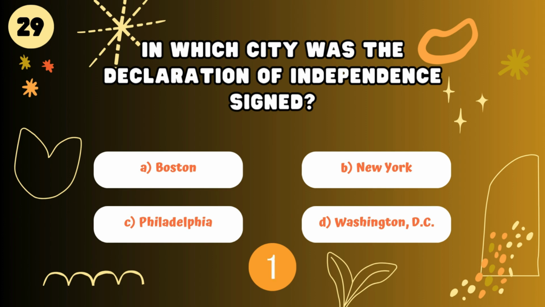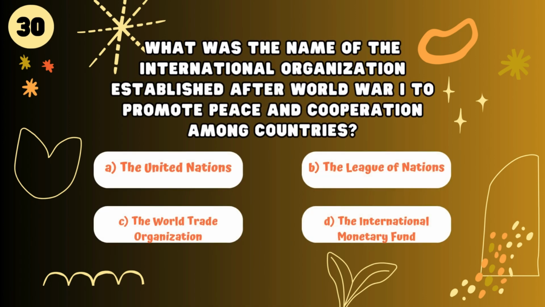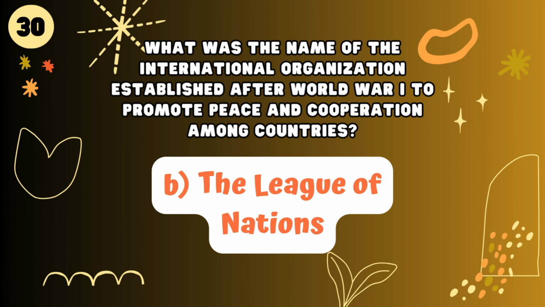Answer: Philadelphia. What was the name of the international organization established after World War I to promote peace and cooperation among countries? The United Nations, the League of Nations, the World Trade Organization, the International Monetary Fund. Answer: the League of Nations.